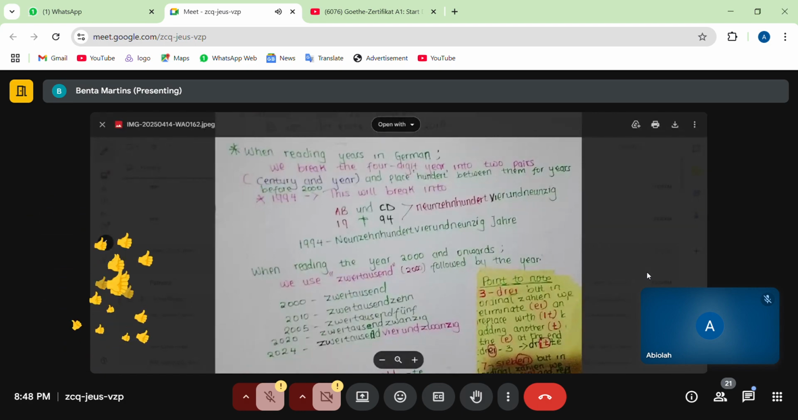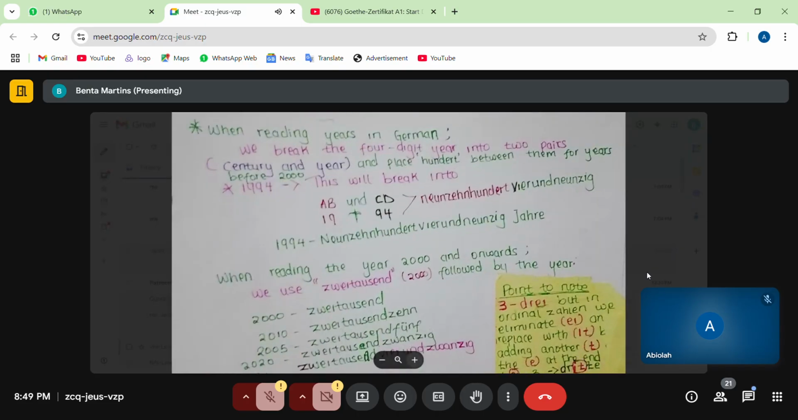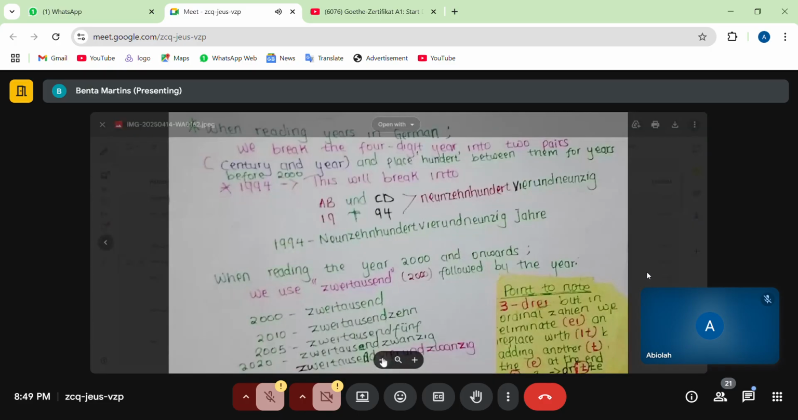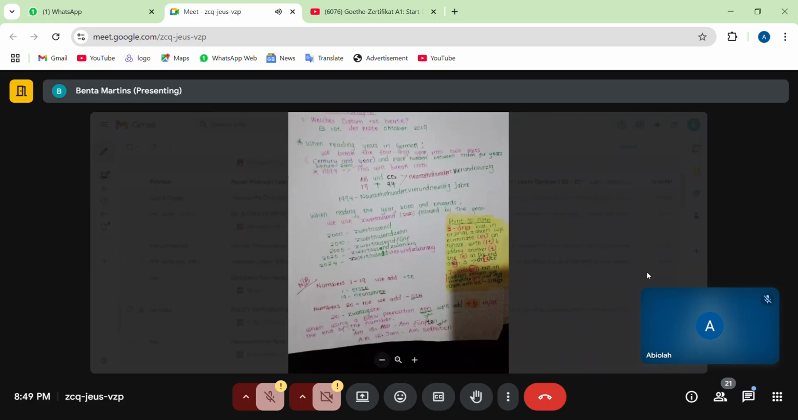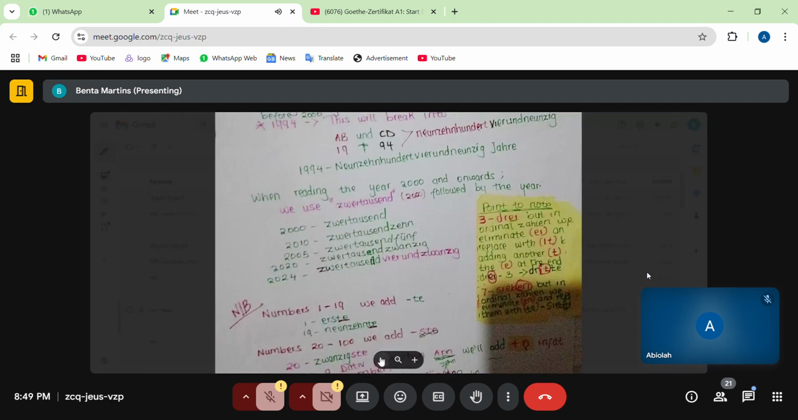Okay. So let's now take a look at the points to note down here to the right. We have points to note that are to help us in terms of the Ordinalzahlen. I don't know if it's clear enough, but we have the number drei.